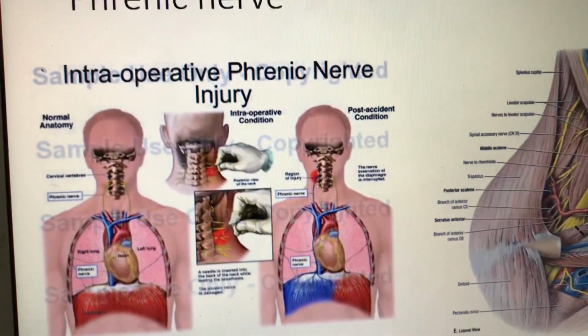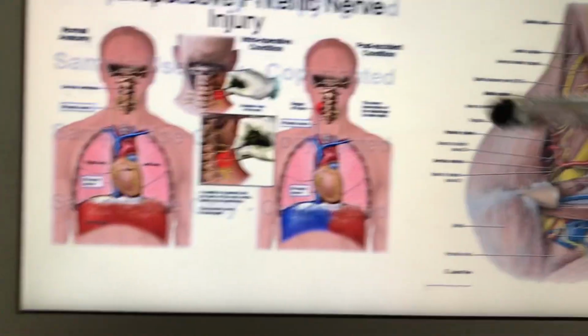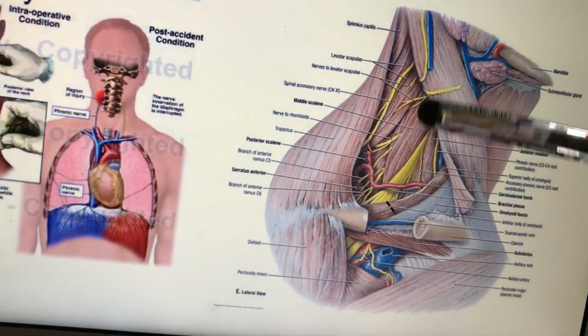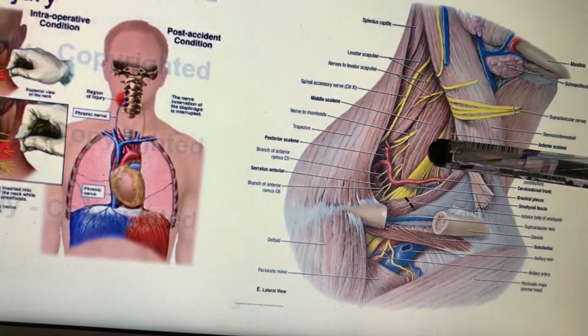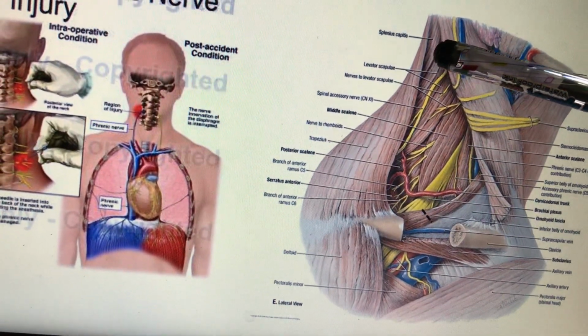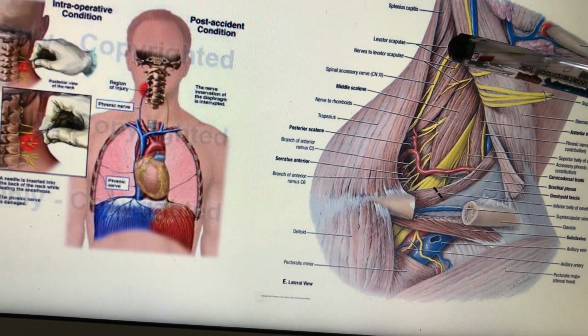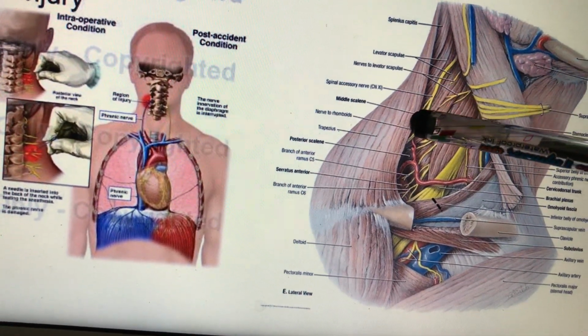And the next one is the phrenic nerve. You can see this is the posterior triangle. Here the floor of the posterior triangle is shown. You have the muscles semispinalis capitis, splenius capitis, and this one is the levator scapulae. On the upper border of the levator scapulae you have the spinal accessory.